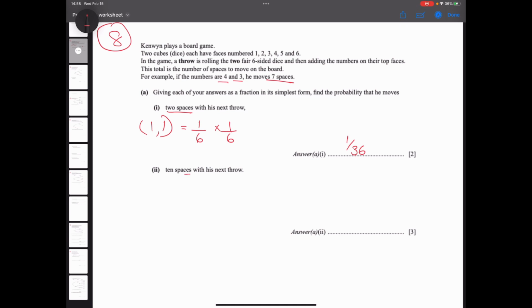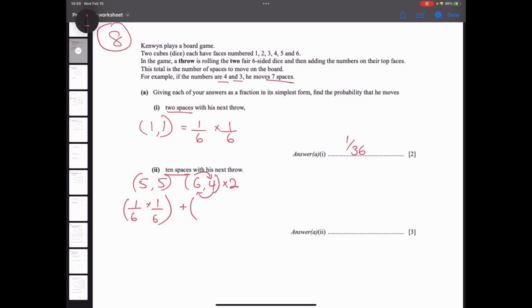10 spaces. 10 spaces can be 5 and 5. Or it can be 6 and 4 multiplied by 2. Remember, because we can just change the order of that. That's it. So 5 and 5, 6 and 4. 5 and 5 would be 1 over 6 times 1 over 6. That's a 1 over 36.